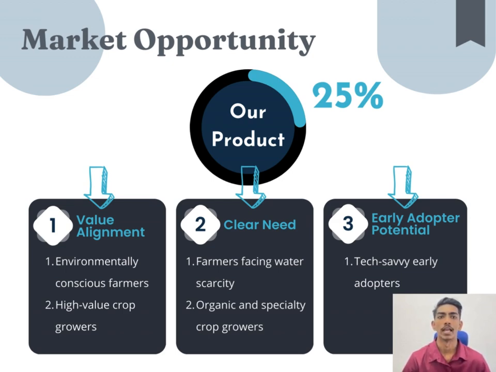High-value crop growers, on the other hand, prioritize quality and efficiency, which our aluminium construction and moisture control potential can address. Farmers facing water scarcity, our rainwater harvesting feature directly addresses their problem. Organic and specialty crop growers often have unique storage needs related to specific crops, which our customizable aluminum silo and potential for improved moisture control can cater to. And finally, tech-savvy early adopters. Their openness to innovation aligns with our product's cutting-edge technology. So these are the 5 market groups we have planned to target, which is overall 25% of the overall grain silo market.